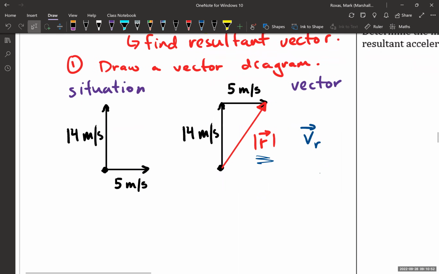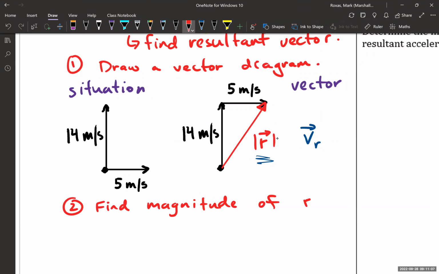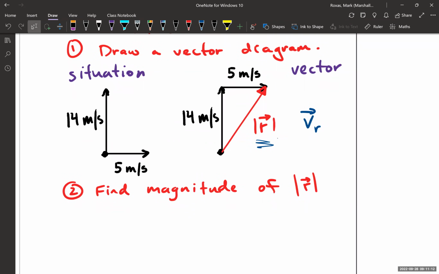So let's find the resultant now. Okay, so there is going to be a magnitude and a direction. I need to find the magnitude. Let's start with the magnitude. We're also going to look for direction. Find the magnitude of the resultant. So I'm going to use absolute value signs around the R to show that I'm looking for a magnitude.